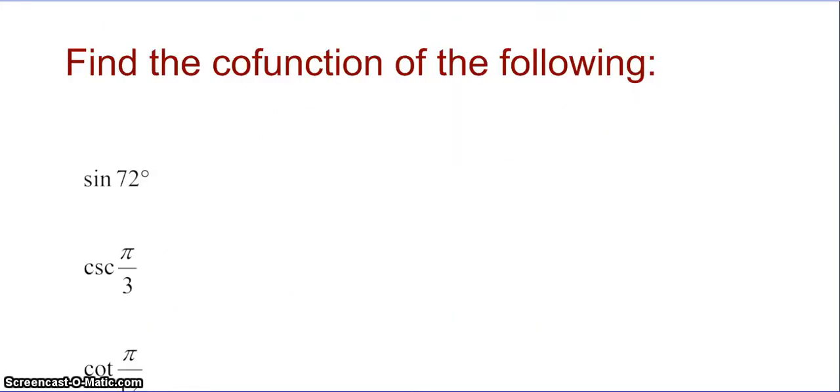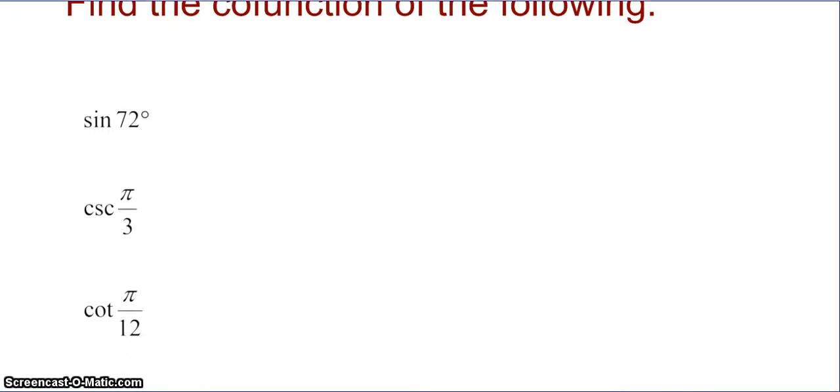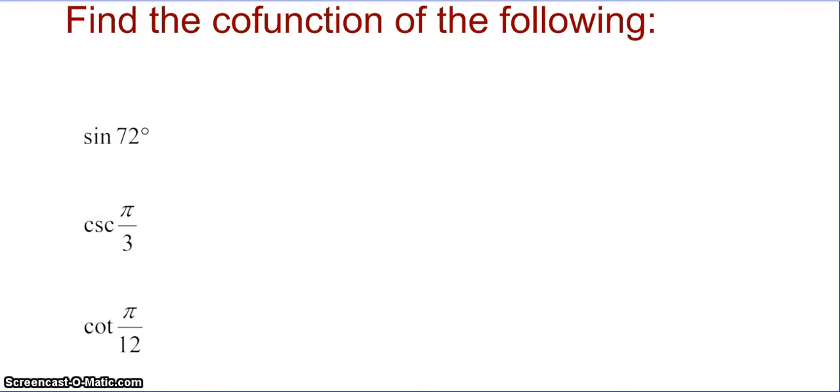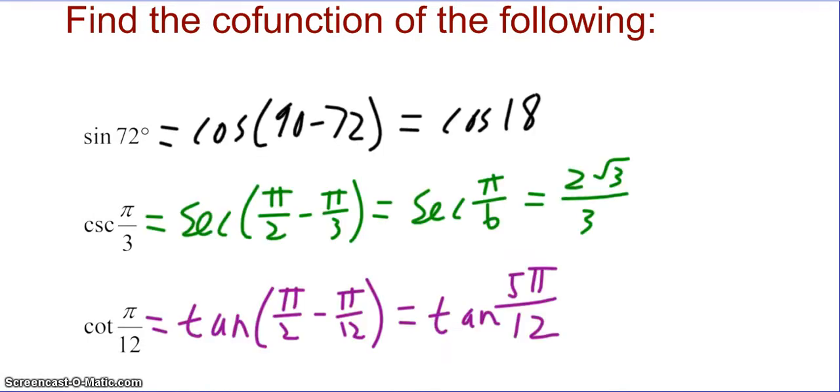So, find the cofunction of the following. The sine of 72 degrees, the cosecant of pi thirds, and the cotangent of pi twelfths. So I want you to pause the video and unpause it when you have your answers and you want to check, or if you get stuck. Okay, so this is what we're looking for.